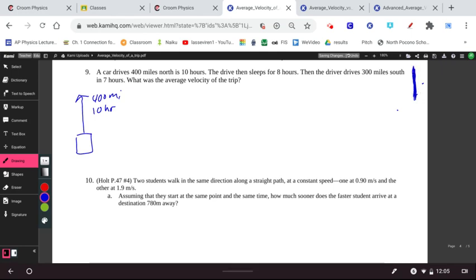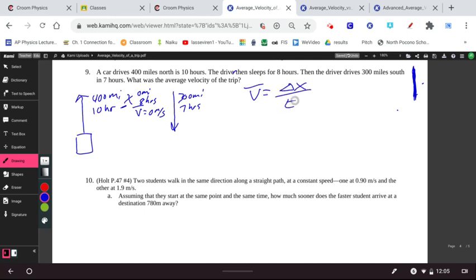So I'm going to put an X horizontally here. That represents that the driver then slept 8 hours. So that would mean that the driver went 0 miles in 8 hours. That would mean that the average velocity is 0 during that time if you don't go anywhere. But that did count as time. And then the driver drives 300 miles south in 7 hours. So we come back south 300 miles in, again, 7 hours.